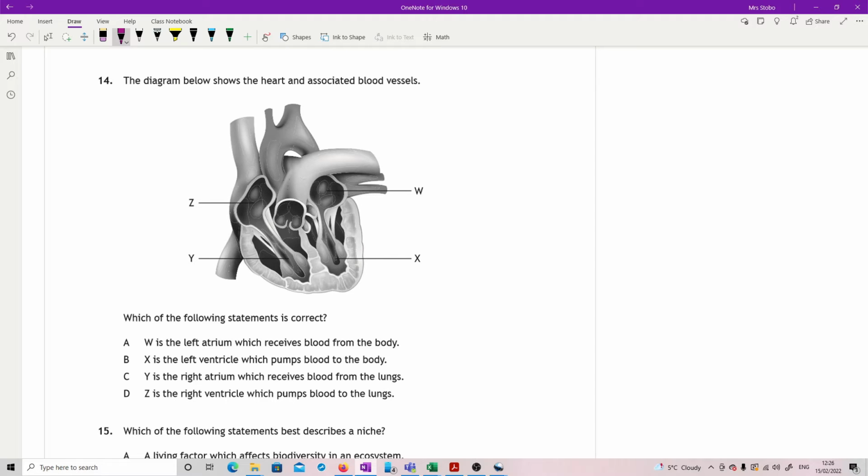Right, heart diagram. Quite a complex heart diagram on this one. Well, very picturey. We've got the heart, associated blood vessels. Which of the following statements is correct? Okay, so let's actually label it up. It's the best way around to do this. Okay, so we have on the left-hand side, the right-hand side of the heart. So this is the right atrium. Down the bottom here, we've got the right ventricle.